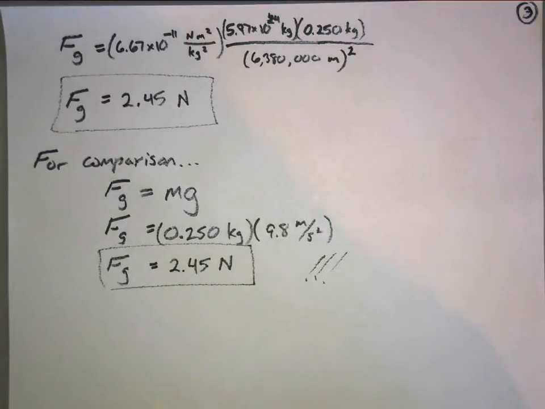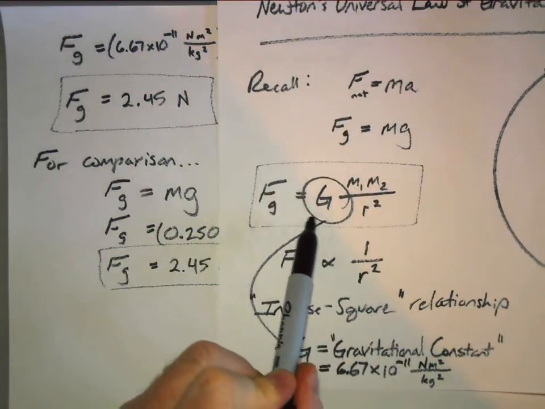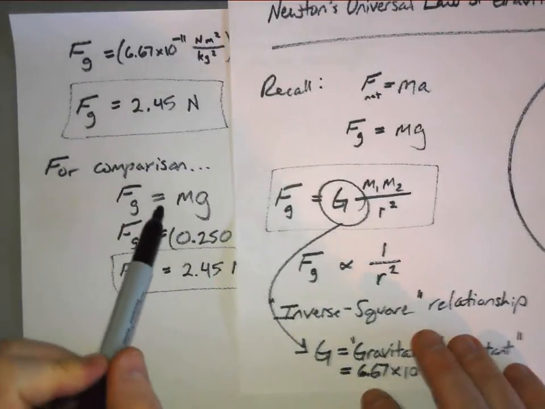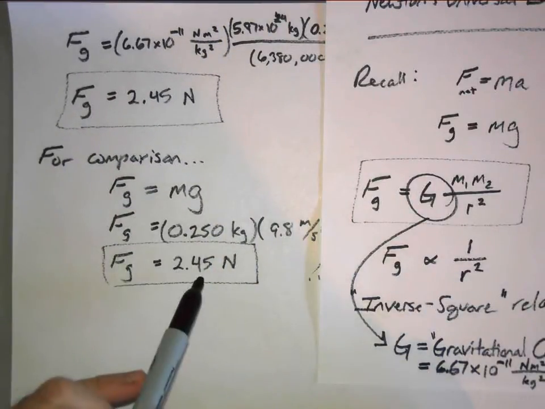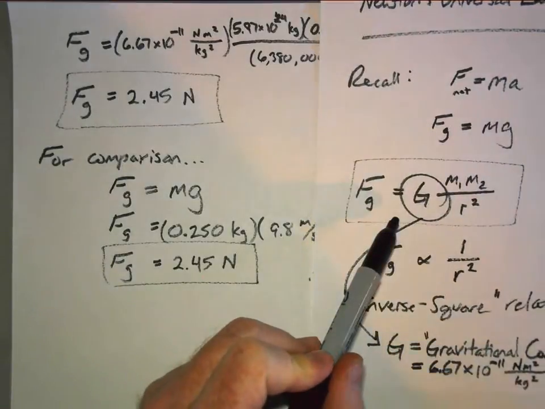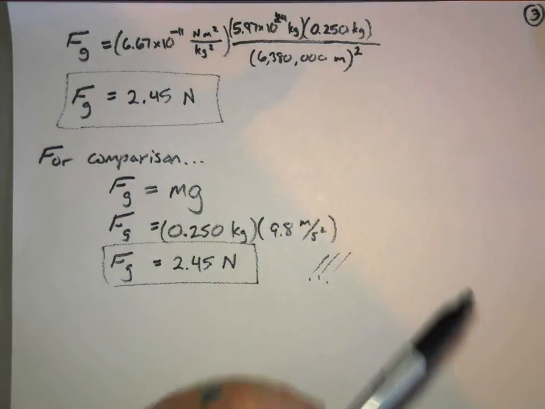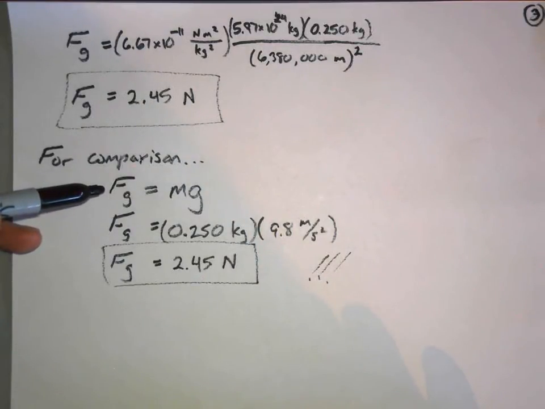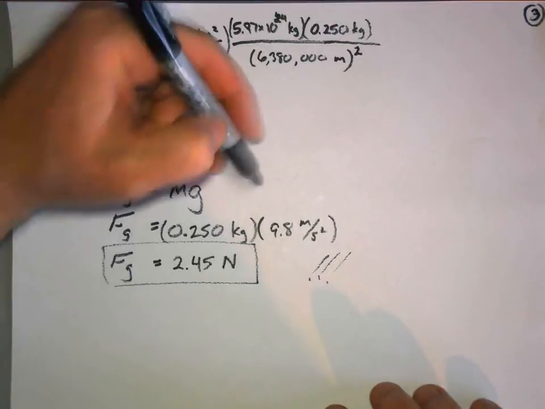So here's the deal. Why use this much more complicated equation when it sure seems like this much simpler equation gets you the same answer, right? Why bother with this one? Well, the answer is quite simple. This one only applies to something at or very near Earth's surface. This thing right here.